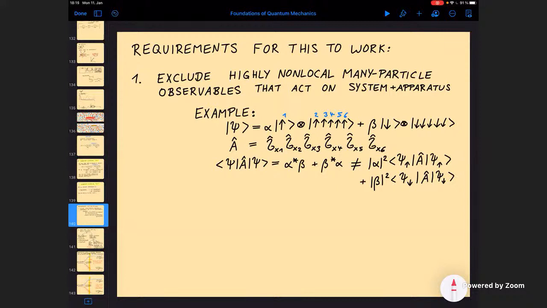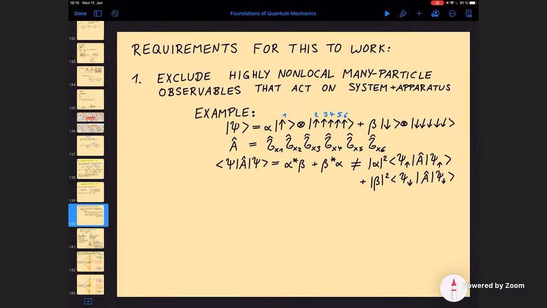One thing we definitely have to rule out here is observables that are really many-particle observables. They act on many particles at the same time and can change the state of many particles at the same time, which is unconventional, but they exist. At the same time, they are highly non-local and they act both on the system and the apparatus. These are many requirements, but what can go wrong if you have such a crazy observable? Well, here I can give an example.